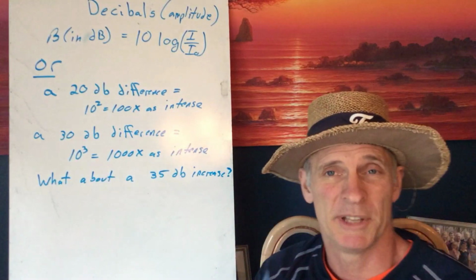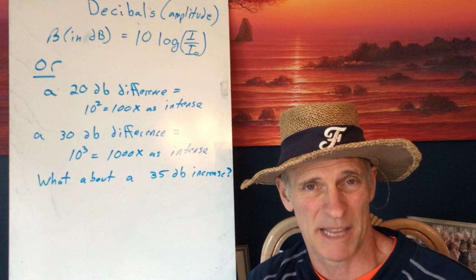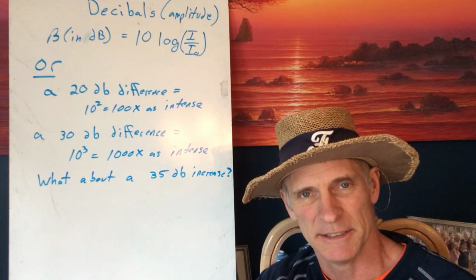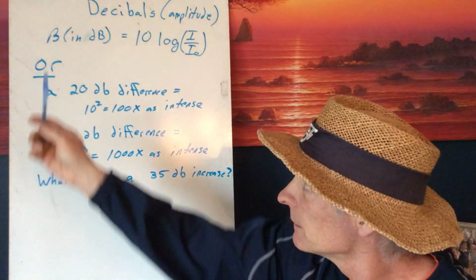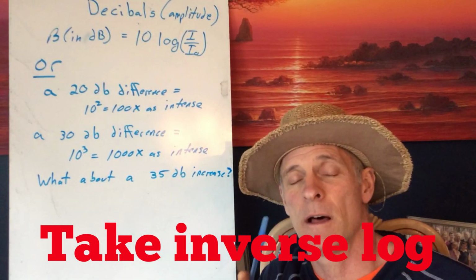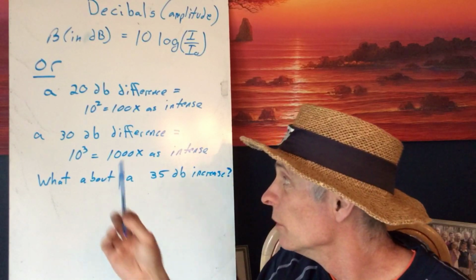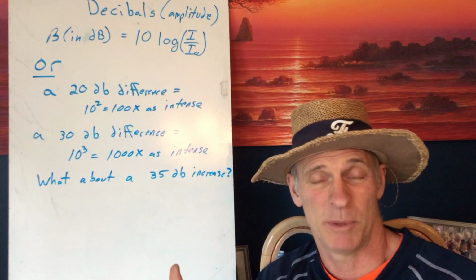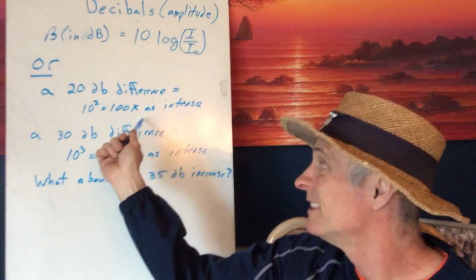If you had a 20 decibel difference between the threshold of hearing and some other value, like the shuffling of paper, for example, and I want to find how much intensity that is, I could take the 20 divided by the 10, and then take the log of that. So if you take 20 and divide by 10, that's 2. So 2 becomes the exponent of the 10, because that's what a logarithm is. It's an exponent in base 10. So 10 raised to the second power is 100 times as intense.